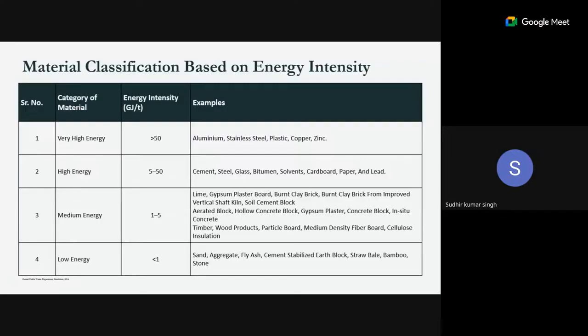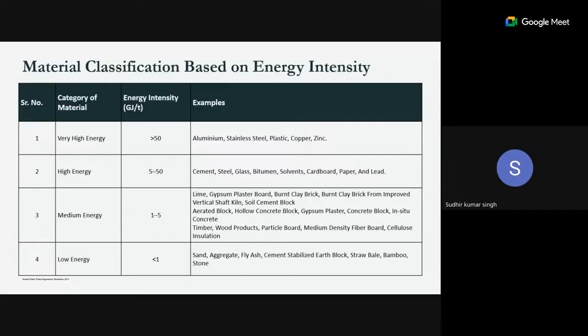So they are classifying very high energy intensive material, greater than 50 gigajoule per ton, high energy material, medium energy material and low energy material. If you look at the table very carefully, it says that the materials which we use in construction are in the 3 lower categories. Because if you look at aluminum, we are also using aluminum, but the quantum of aluminum which we are using, if you look into the BOQ, is very less as compared to the other materials.